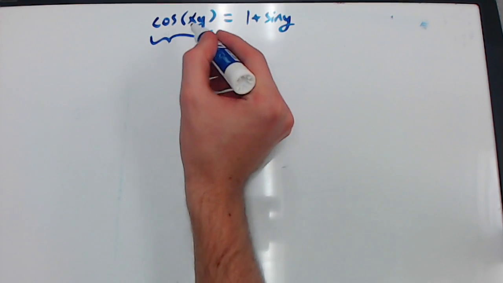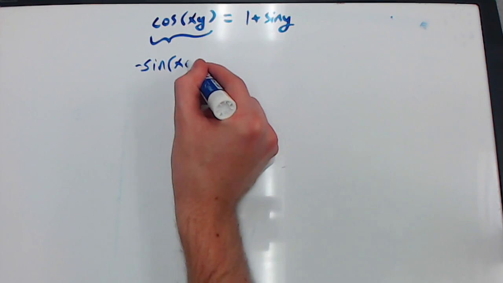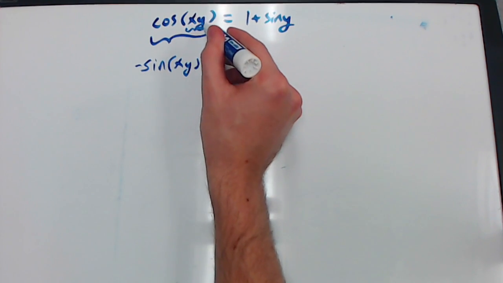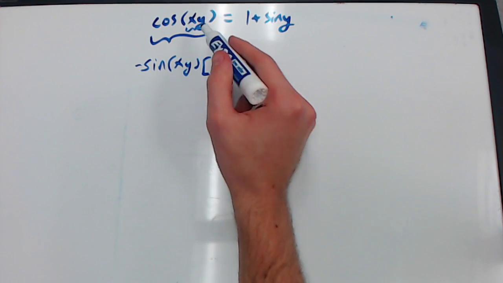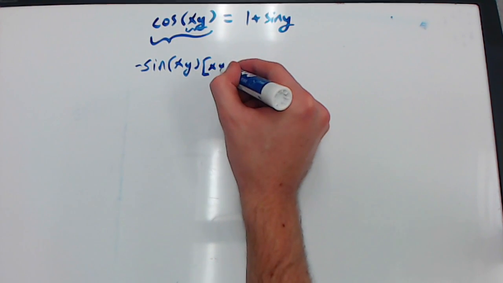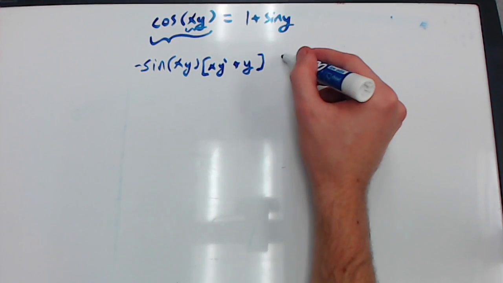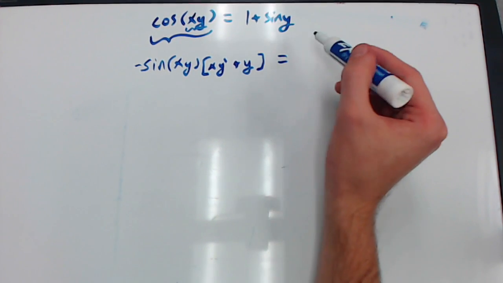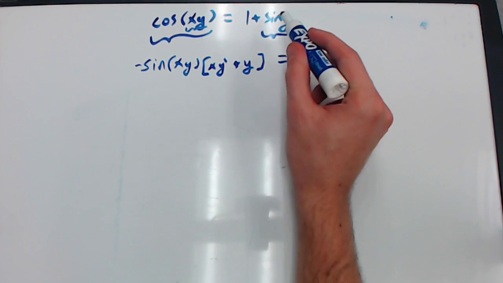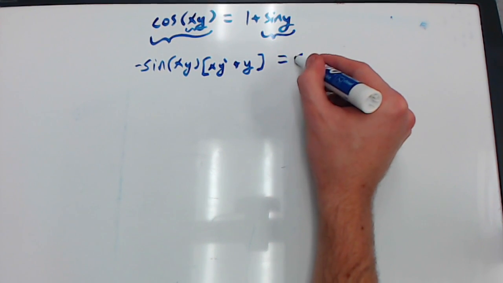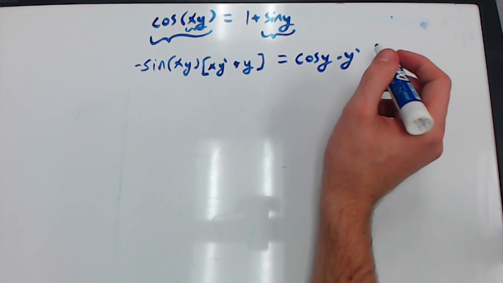So the derivative of this whole function, we're going to have negative sine of xy multiplied by the derivative of the inside. So in this case, we're going to have to use our product rule. So we're going to have xy prime plus y. Set this equal to, our 1's going to disappear, and we're going to have sine of y. Remember, anything in terms of y, we have to do some chain rule. So it's going to become cosine of y times y prime.